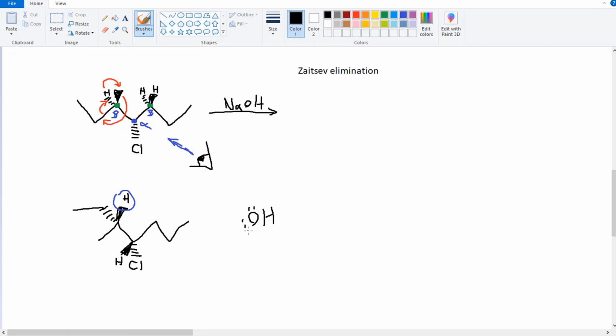And I'm showing mechanistic steps here because mechanisms are really helpful for understanding these things. So the hydrogen gets ripped off by the OH. These electrons are going to go here, and then this chlorine is going to go away. So in essence, I'm going to get rid of this and get rid of this, and then the rest is going to be my product. So what's that going to look like? It's going to look like this.